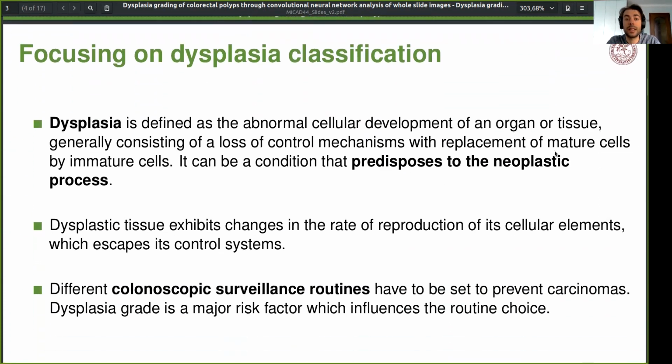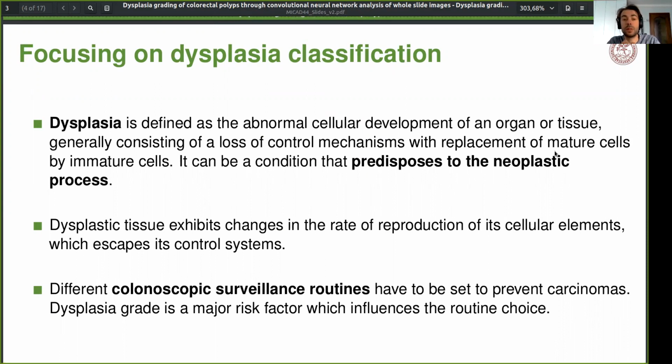Dysplasia is defined as the abnormal cellular development of an organ or a tissue, generally consisting in a loss of control mechanism with the replacement of mature cells by immature cells. It can be a condition that predisposes to the neoplastic process.